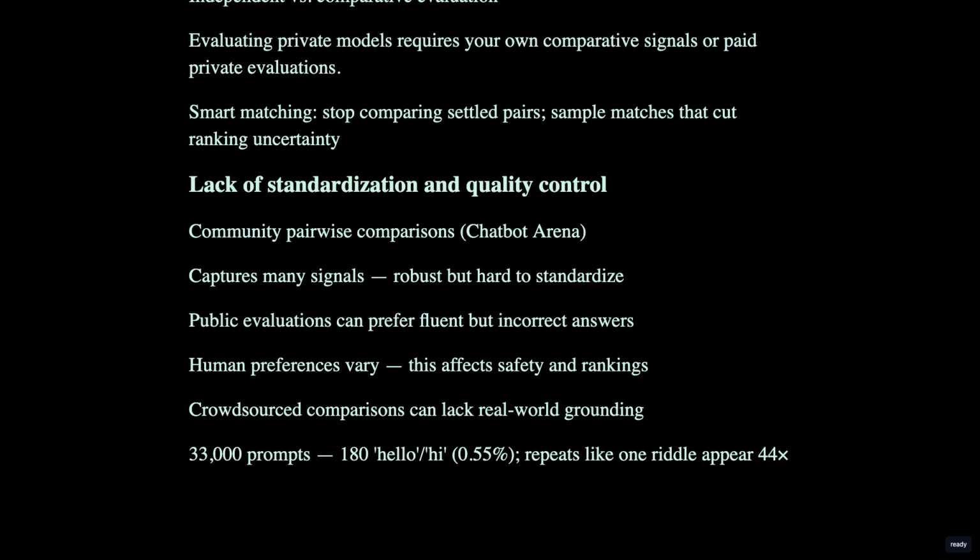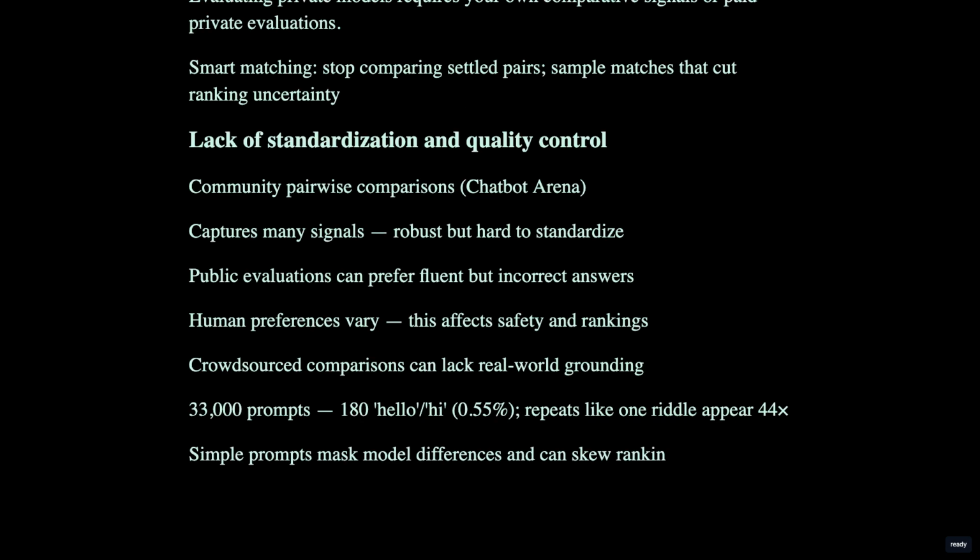You also see many repeated brain teasers. For example, the riddle, X has 3 sisters, each has a brother. How many brothers does X have? Occurs 44 times, a sign of duplication and skew in prompt collections.